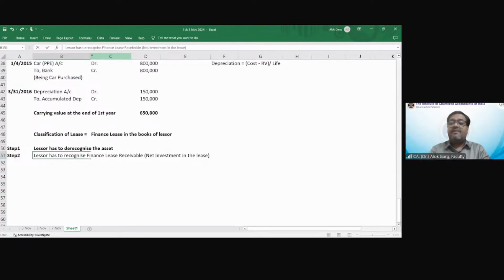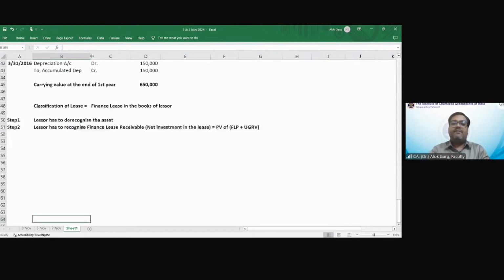And how is this net investment in the lease going to be computed? This will be present value of what? Future lease payment plus unguaranteed residual value. Right? So now we need to compute the present value of future lease payments. Okay. Calculate the present value of future lease payments.